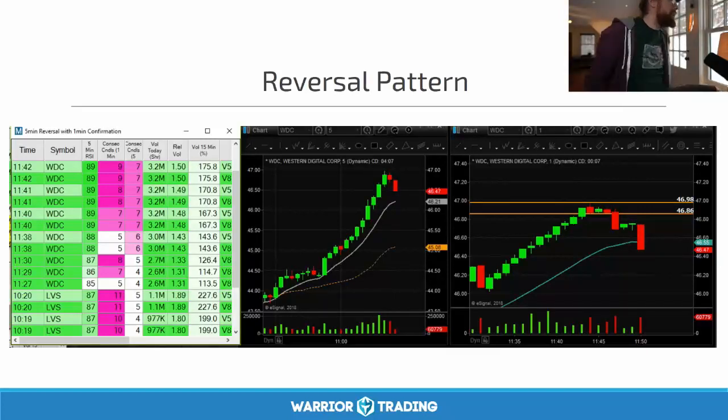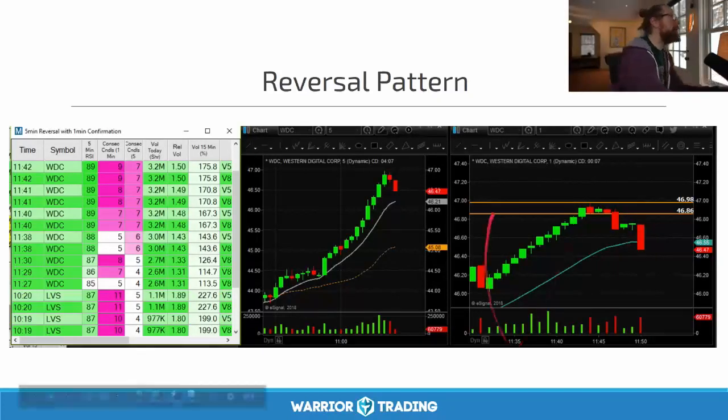So the reversal scanners are just looking for stocks that have consecutive candles. That's what we're looking for. And usually I think I have it set as a minimum of 5, so at least 5 consecutive candles, green or red. The best setups will be when you have it lining up both on the 5-minute and on the 1-minute, because you take your entry on the 1-minute and you know that if it drops, then it's going to confirm on the 5 as it sells off.